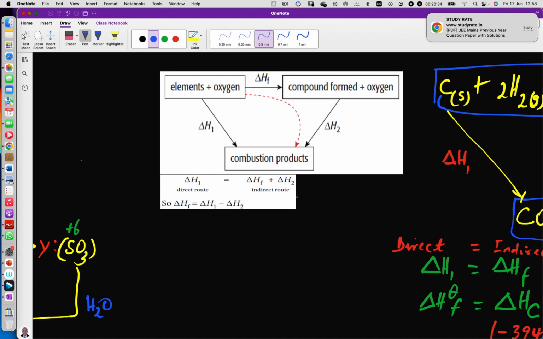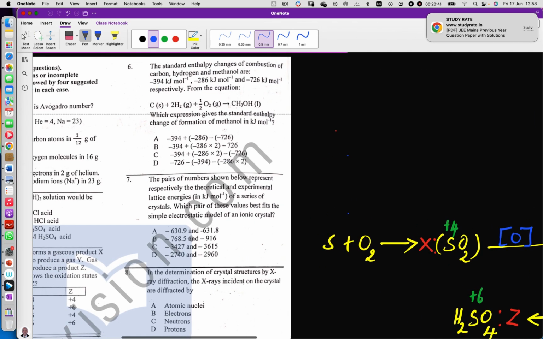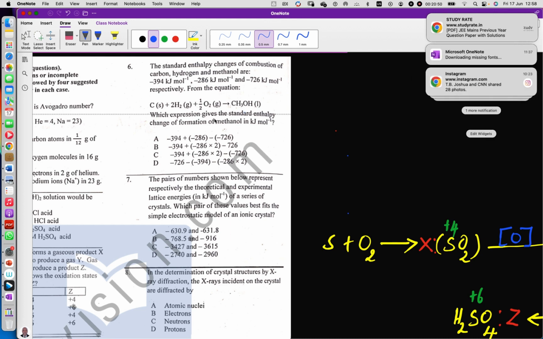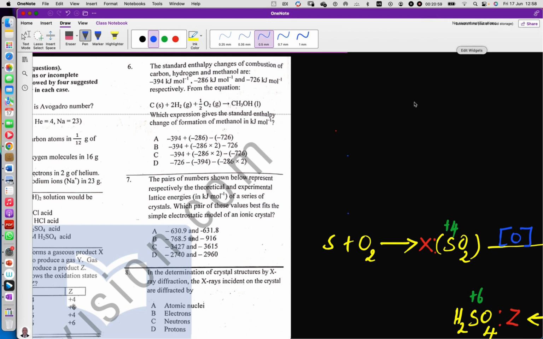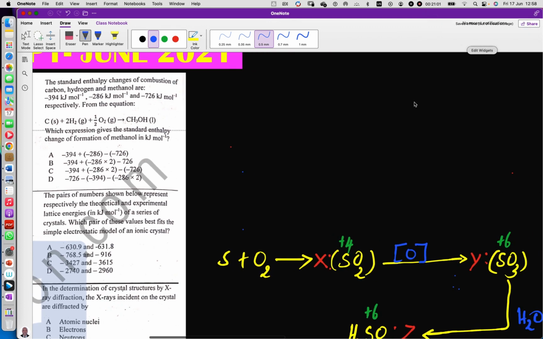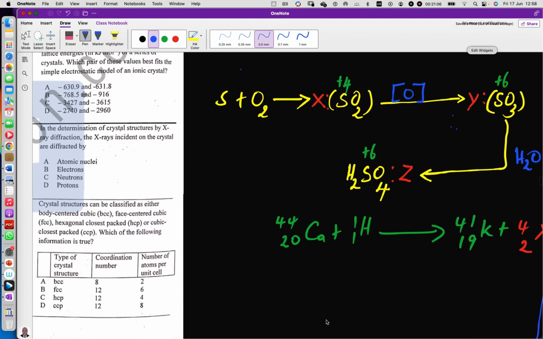And if we want to draw what the equation has just outlined here, this is the reaction from carbon plus hydrogen, then plus oxygen to give us methanol. This is what we are going to have.